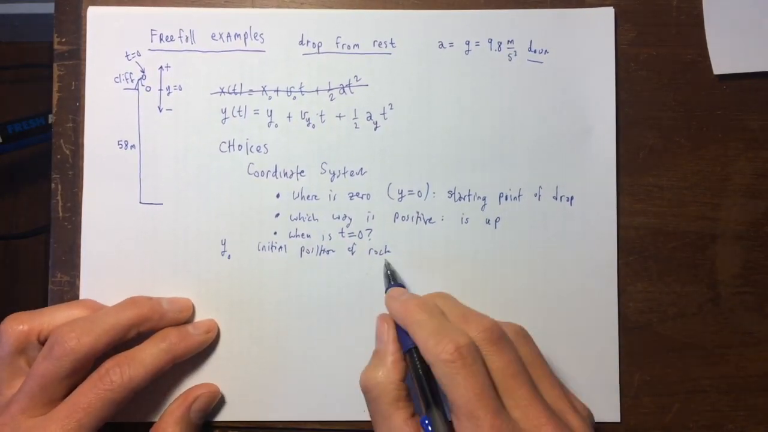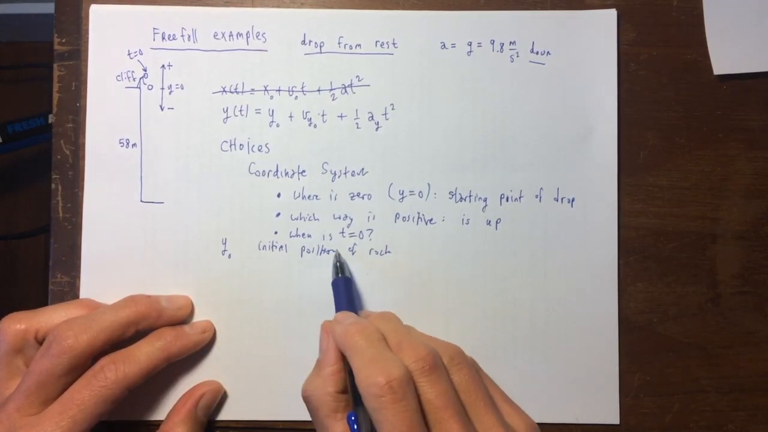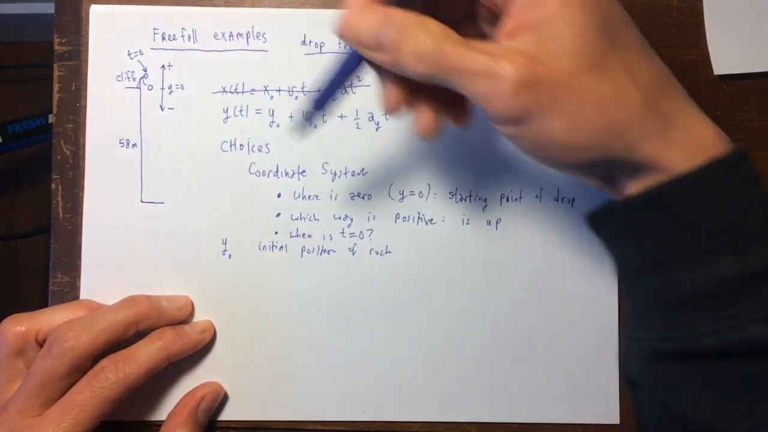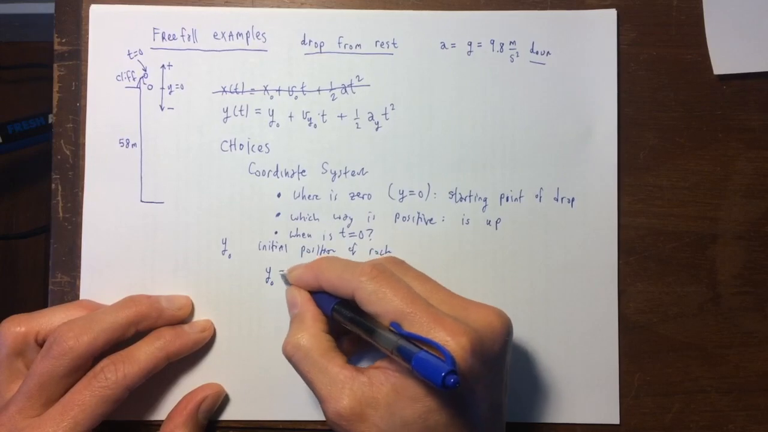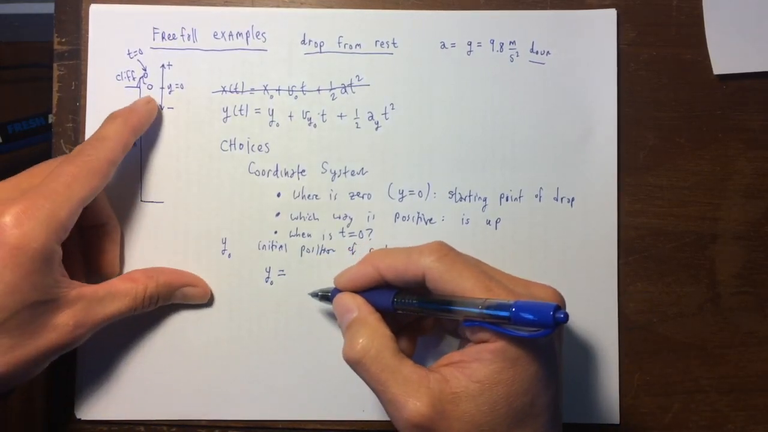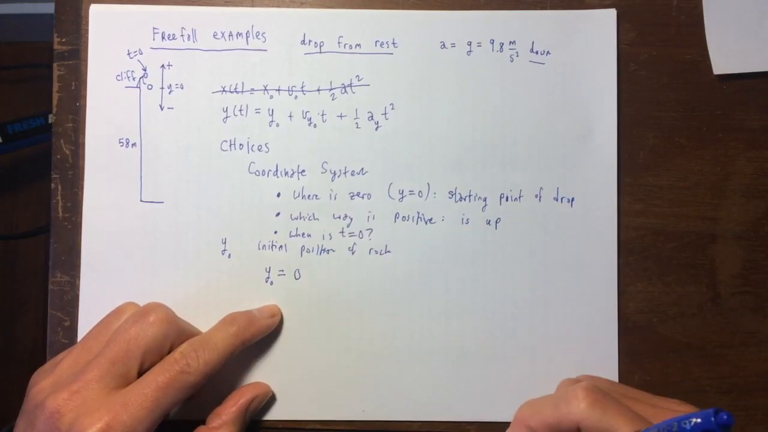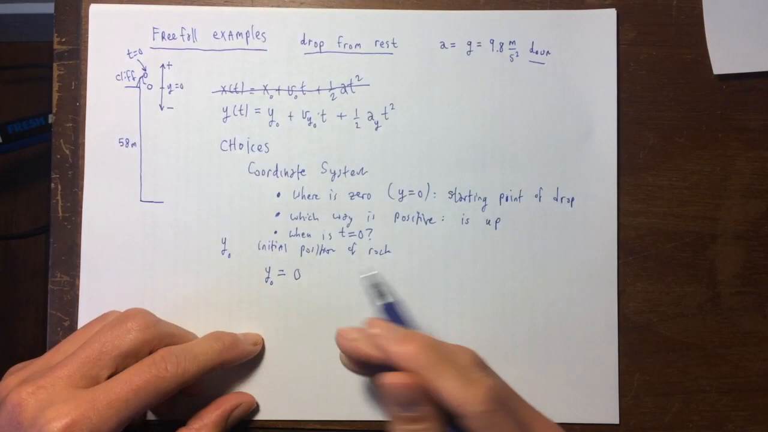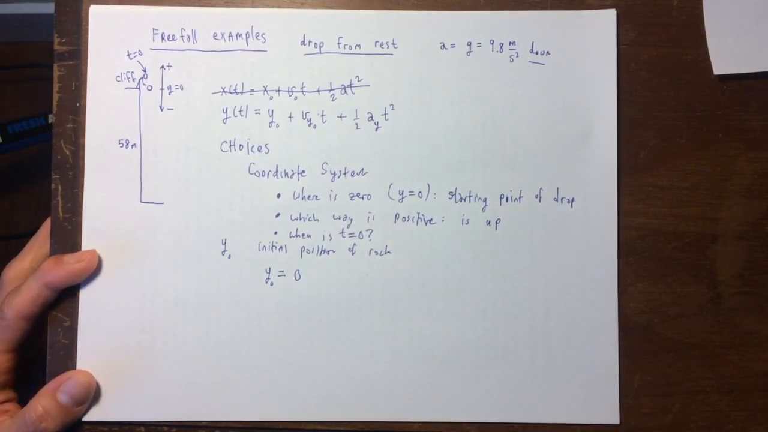Okay, so the initial position of the rock is y sub 0, and that is right here. When t equals 0, it's right there. At time t equal to 0, my coordinate system says that the rock is at 0. So y sub 0 equals 0. So that's a standard choice. Maybe I did it on purpose. Maybe you would do it on purpose later.